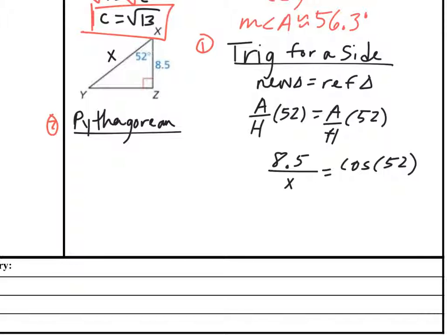If you want a shortcut, you don't have to use a decimal value at this point. You could just use cosine of 52 in your calculator, but decimals are fine too.